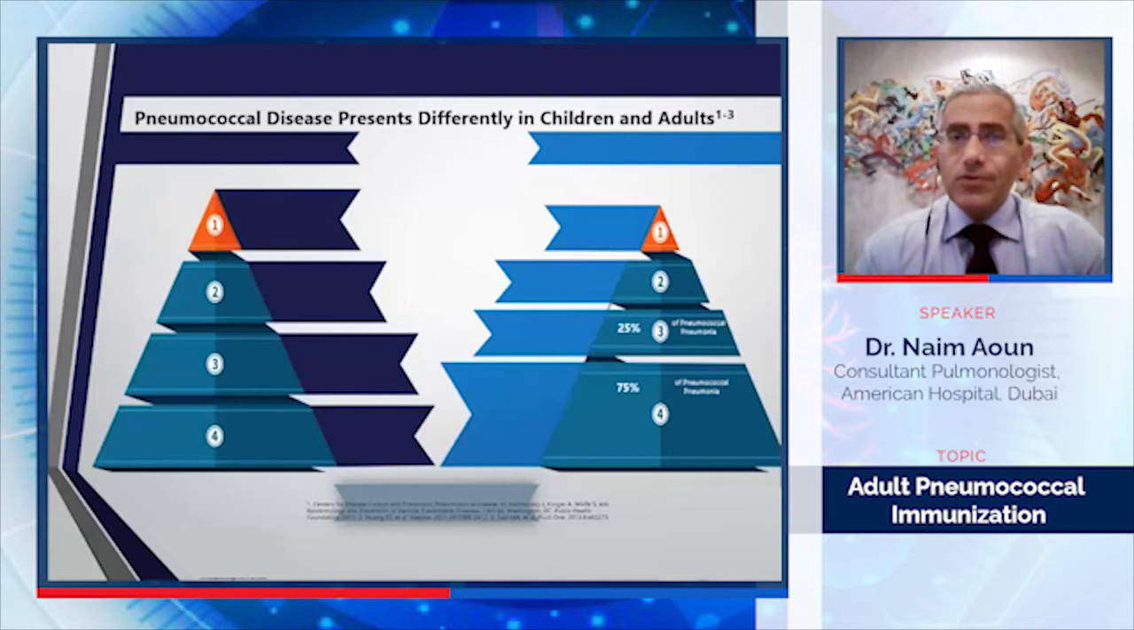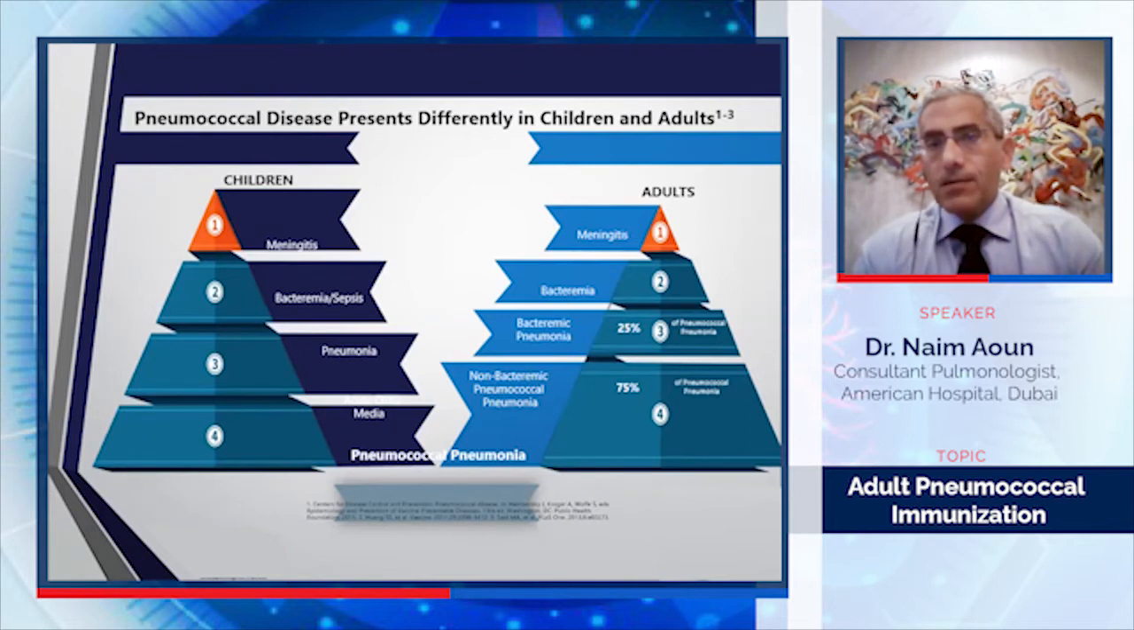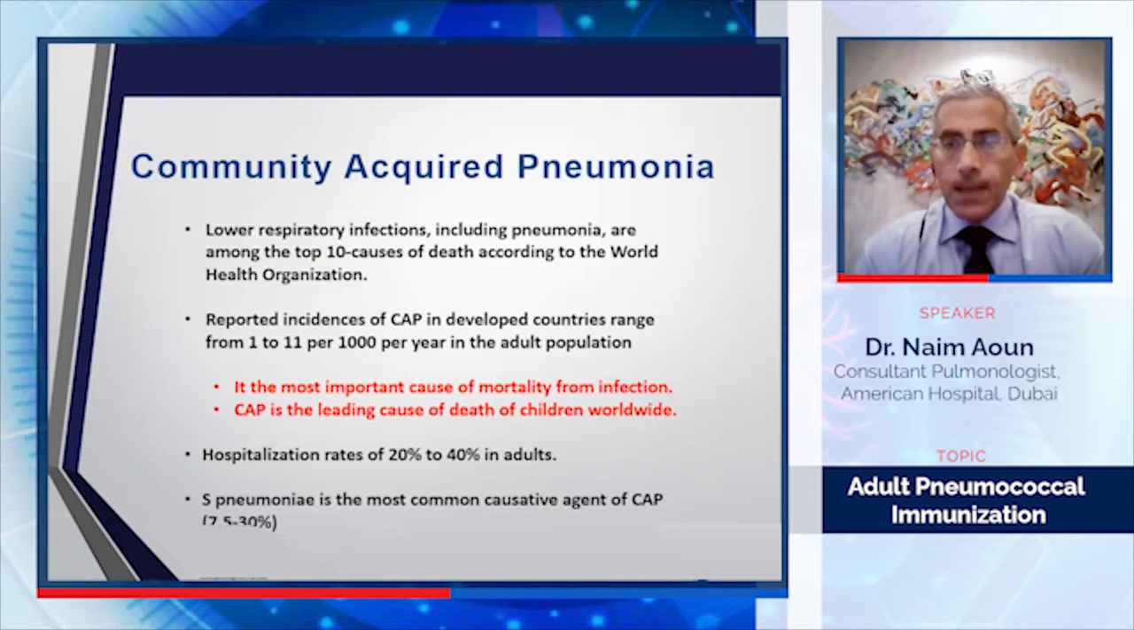Pneumococcal disease presents differently between children and adults, so it's not the same disease we encounter. For example, as you can see here on the right-hand side, meningitis is seen in adults, bacteremia is in adults, bacteremic pneumonia is in adults in 25% of cases, as we just said, but 75% are non-bacteremic. In kids, it's more the otitis media, pneumonia, and the bacteremia sepsis, but to a definitely lesser extent. Let me talk a little bit here about community-acquired pneumonia.